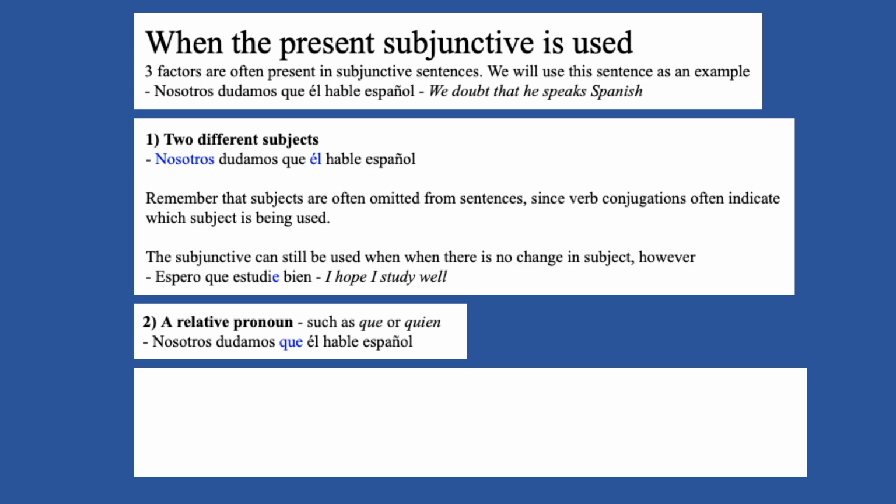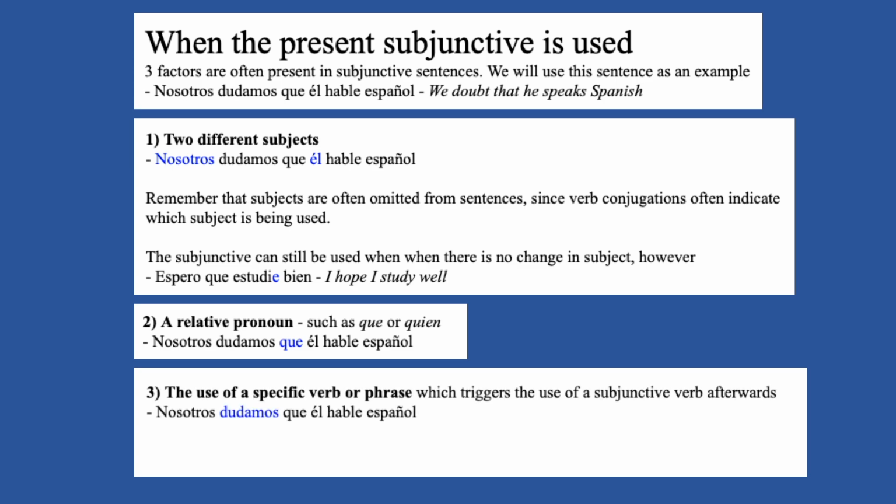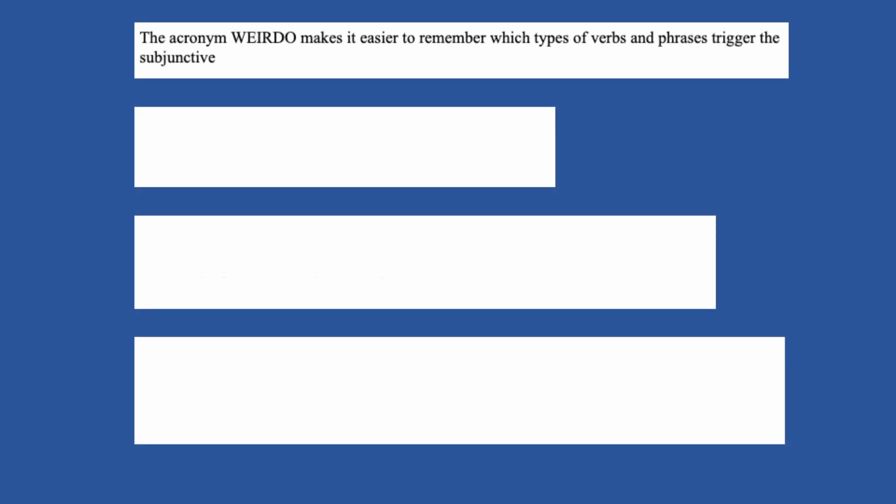Next we have a relative pronoun, in this case que, and the use of a specific verb or phrase, in this case dudamos, which activates the subjunctive afterwards. So the verb dudar indicates that hablar must be conjugated subjunctively afterwards. The acronym WEIRDO is often used to more easily remember the types of verbs and phrases that activate the subjunctive.